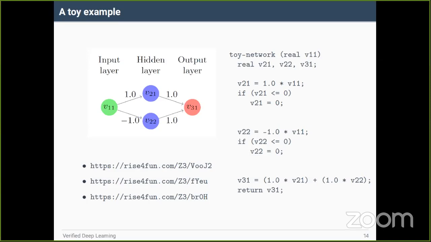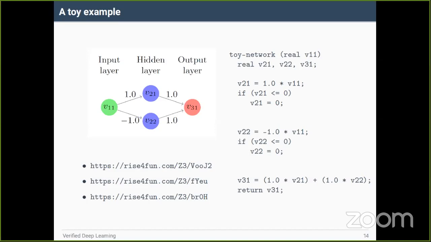If you have to convert this to a program, and also to understand what this means, as you can see on the right, you have this program which is this toy network here, which takes an input, a real number, v11. It has other real numbers v21, v22, and v31. What happens is very simple. v21 is 1 times v11, which you can see from the edge with weight 1 that goes from 11 to 21. And the activation function at v21 and v22 is ReLU.